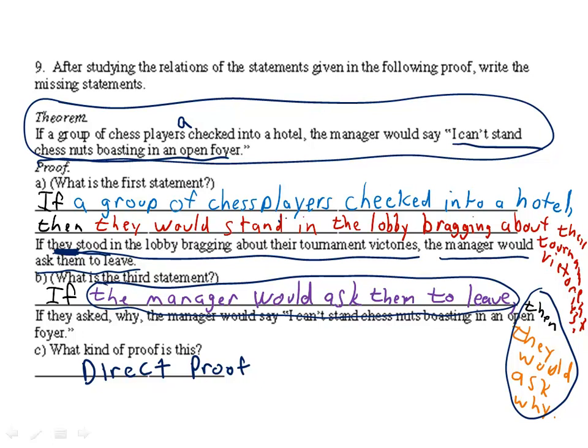So if we were going to do this as an indirect proof, here's the conclusion of the theorem, right? I can't stand chestnuts boasting in an open foyer. If we were going to do this as an indirect proof, it would start with, suppose I can stand chestnuts boasting in an open foyer. And then remember that we would reason until we found a contradiction, and then we would be able to go back and conclude, yeah, that's right, I can't stand chestnuts boasting in an open foyer. But I just say that to you, it has nothing to do with this problem, that information about the indirect proof, just to highlight the difference of how an indirect proof would work.